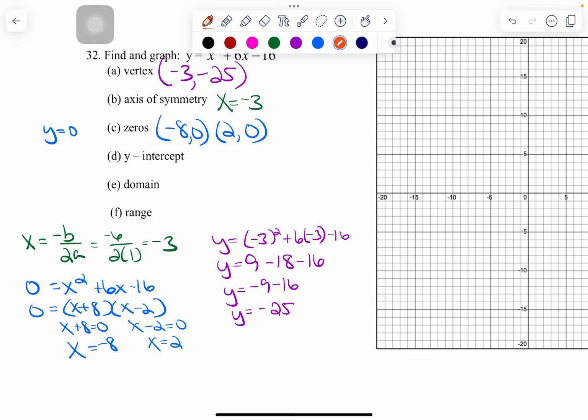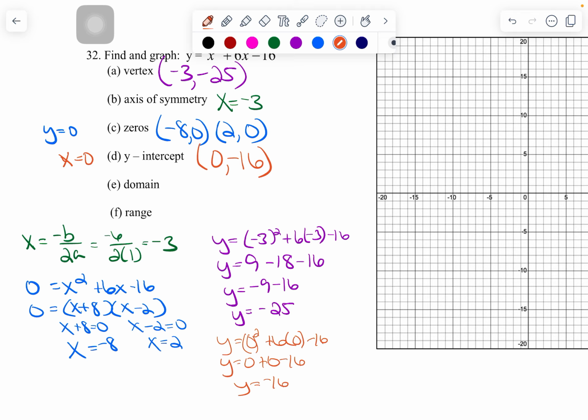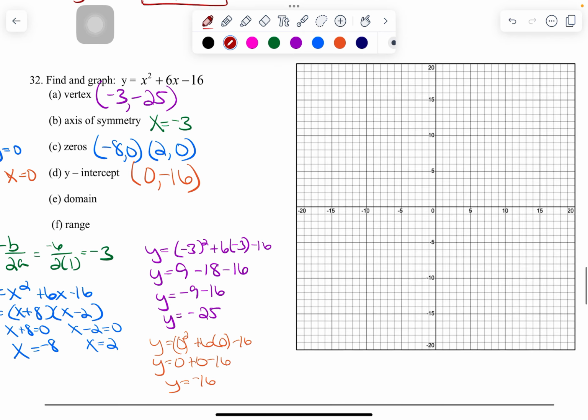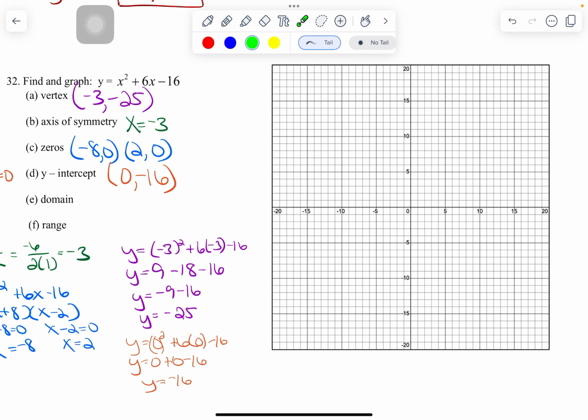For your y-intercept, we're going to make x equal to 0. So y is equal to 0 squared plus 6 times 0 minus 16. So 0 plus 0 minus 16, that's going to be negative 16. So y-intercept is 0, negative 16. I will do domain and range after I've done the graph. So putting all the bits, parts, and pieces on the graph, the vertex is going to be a little bit tricky because it's at negative 25 here.